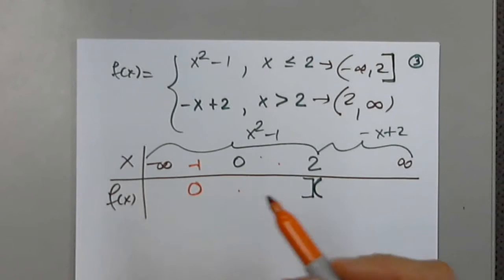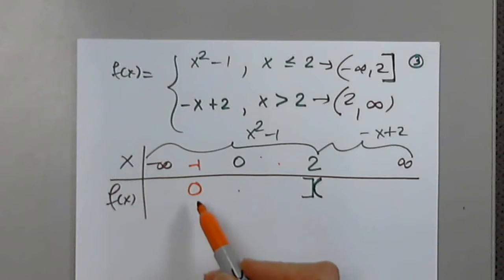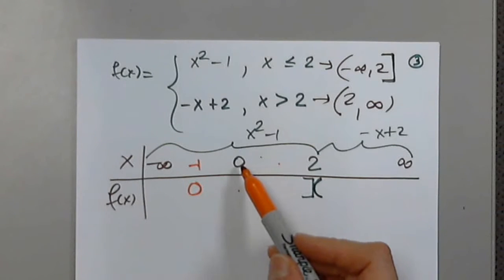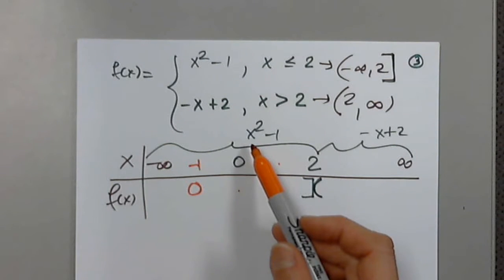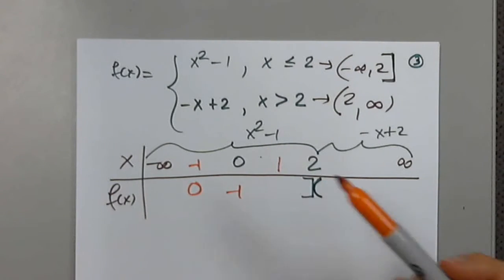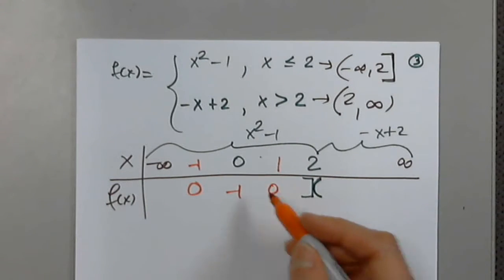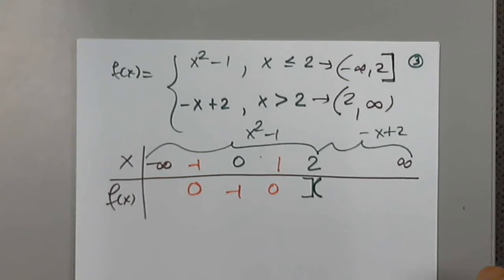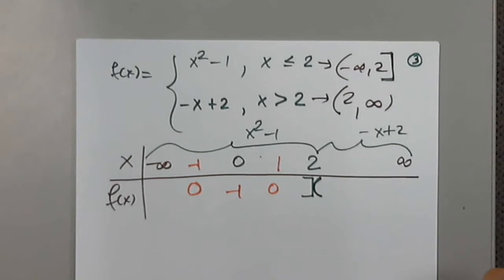It was 0. Perfect. When I plug in 0, so this is definitely an x-intercept. Good. When I plug in 0, I determine what? Negative 1, and that will be the y-intercept. Good. So let's plug in 1. 0. Perfect. Now let's plug in 2. What do we get when we plug in 2?